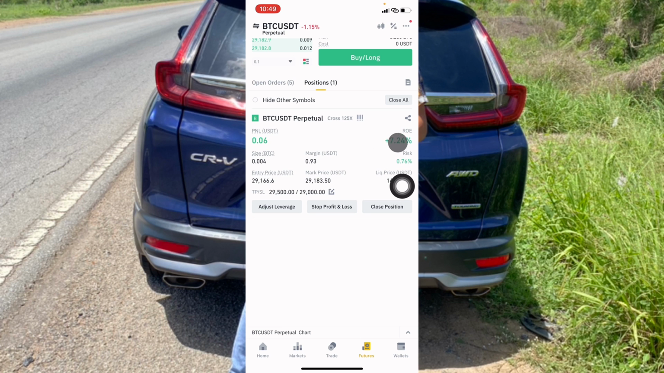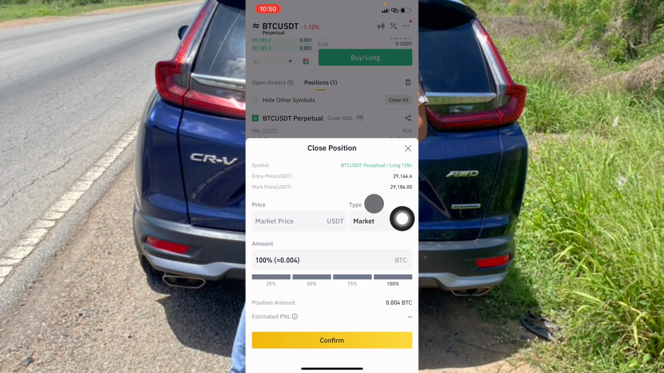What I want to advise you is this: anytime you enter a trade and your risk is more than 10%, please close the trade. Let's say your liquidation price is near 10%, please just close the position and take another trade. I told you how to close. To close this position, you can just click on close position here.